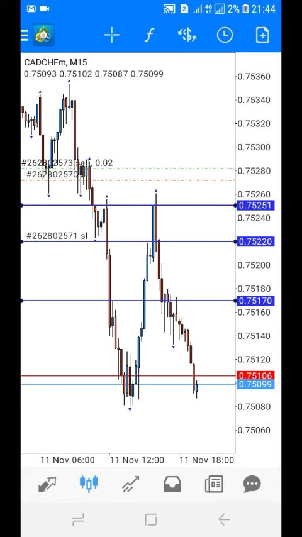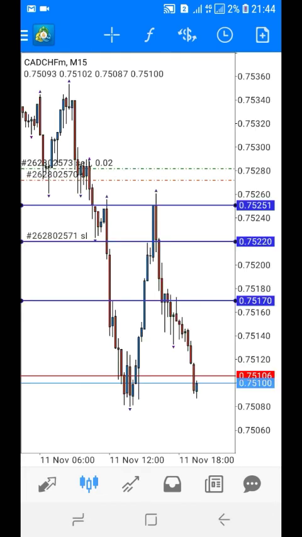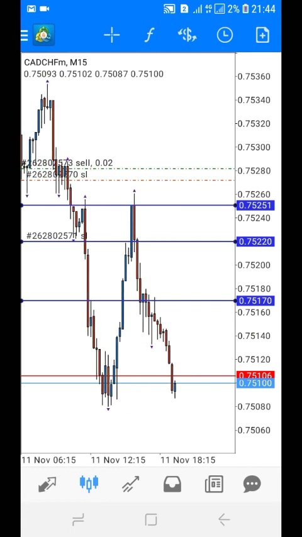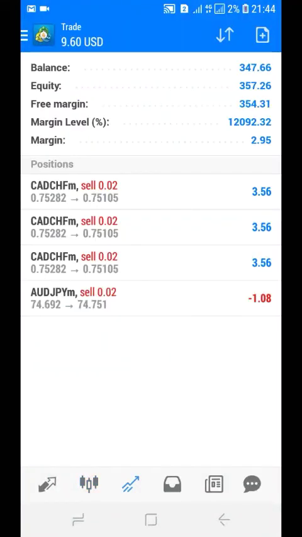At least close 50% of your trades, and for the rest you just lock a profit like this. If you have two trades, then I think you close one and lock a profit on only one trade.